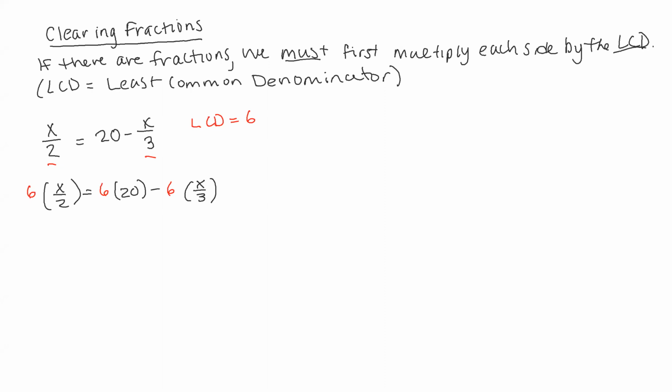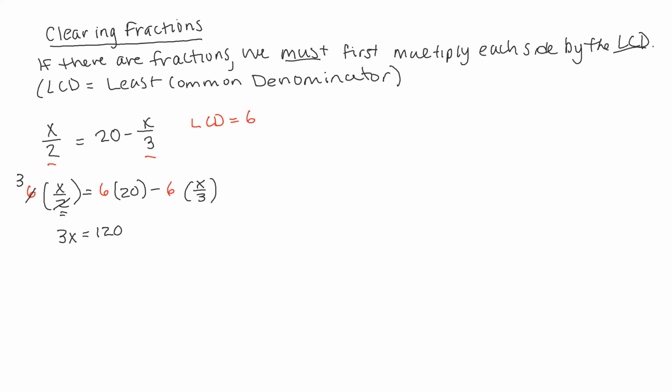So now what we want to do is we want to look at our denominators. This 2 right here, we'll divide into 6 3 times. So I get really just 3 times x. So 6 times x over 2 is just 3x. Next, I get 6 times 20, which is just 120.